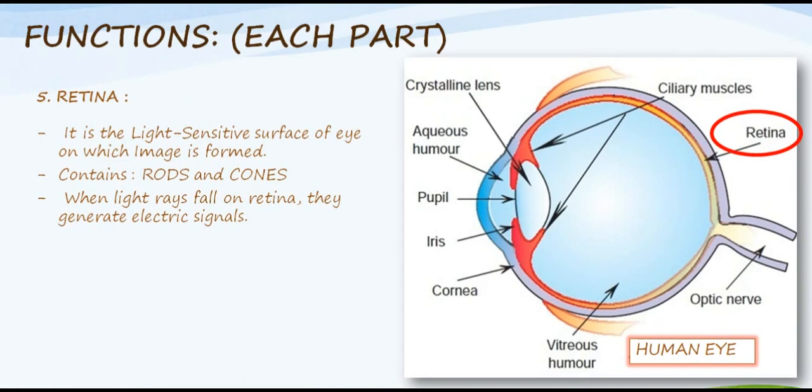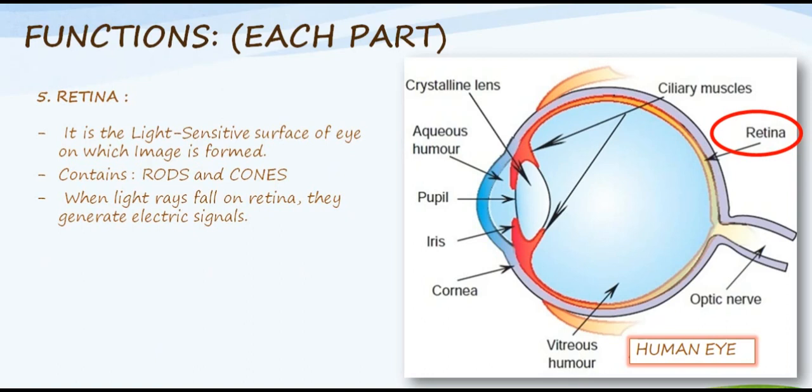Extremely light sensitive surface of the eye. Why extremely light sensitive? Because after refraction and after going through each part, the light rays fall on the retina. Now why is it called sensitive? Because it contains two special types of cells. These light sensitive cells are called rods and cones.